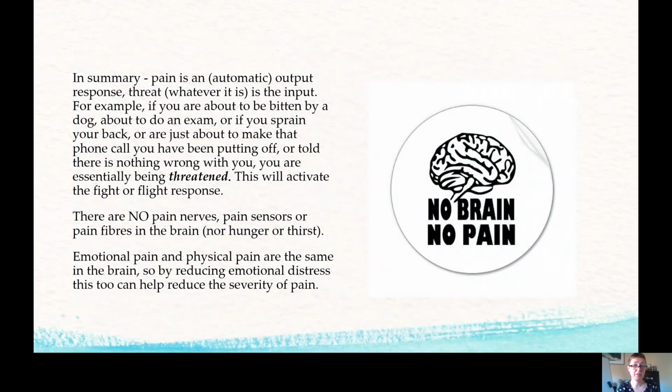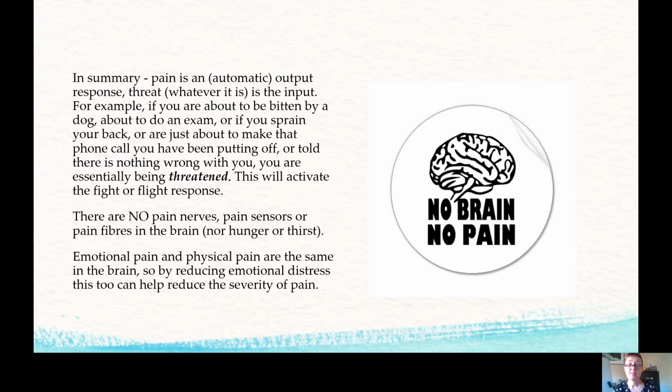So in summary, no brain, no pain. It's good that we do have a brain, and it is good that we do have pain. It's a very useful protector that we have. So in summary, pain is an automatic output that our brain will produce if it thinks that it is about to be threatened. And that could be threatened with being bitten by a dog or about to hurt yourself, but also doing an exam. You can get a headache thinking about it, or doing things that you've been putting off. Our brain will give us the response of pain if it feels that we are being threatened.